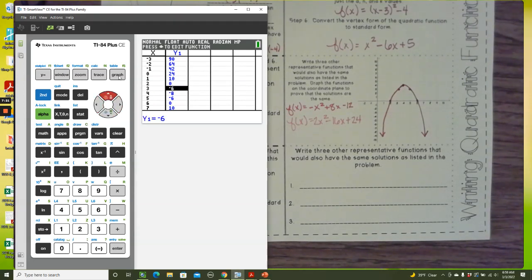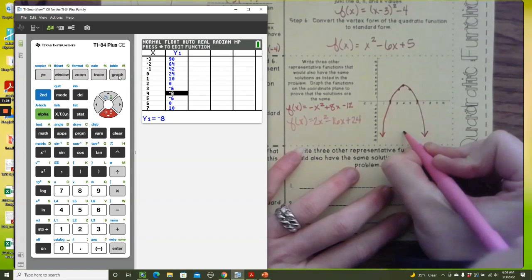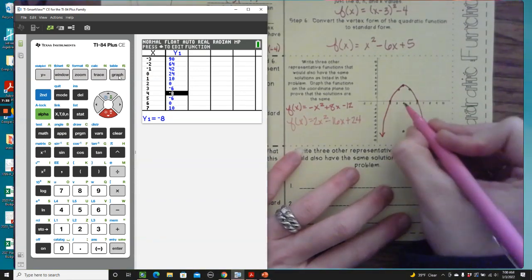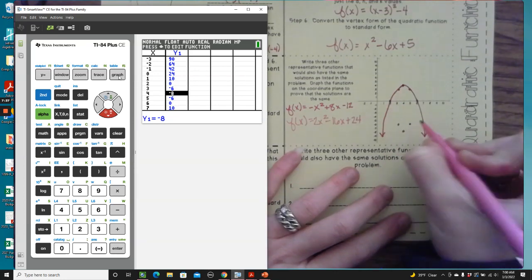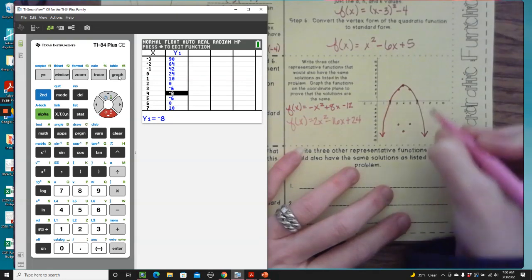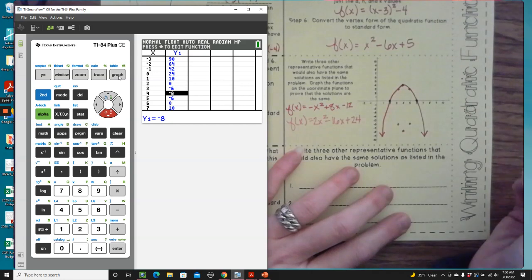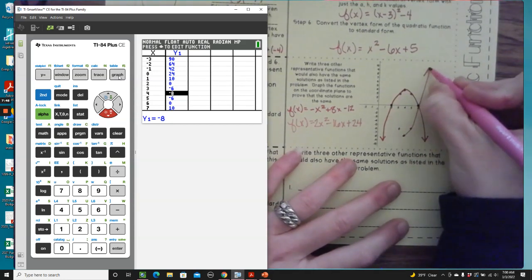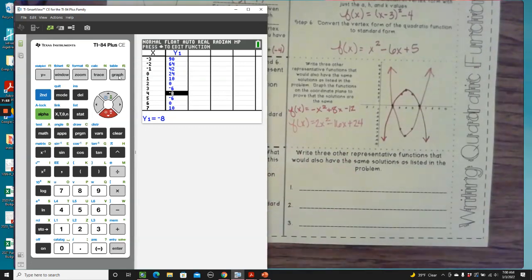So again, this time all the y values are getting bigger. So 4, -8, and then I've got 3, -6, and 5, -6. And then I've got the same points here, 6, 0, and 2, 0. And so again, those are the solutions that I'm looking for. And so this quadratic would have the same solution.